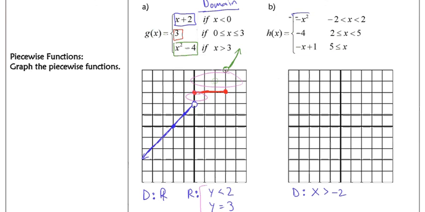And I'll graph them in each color again. So from -2 to 2, I'm graphing negative x squared, which is going to look like this here. So open circle, because -2 is not included. Parabola here. And again, 2 is not included. So another open circle. That's the first piece of the graph.